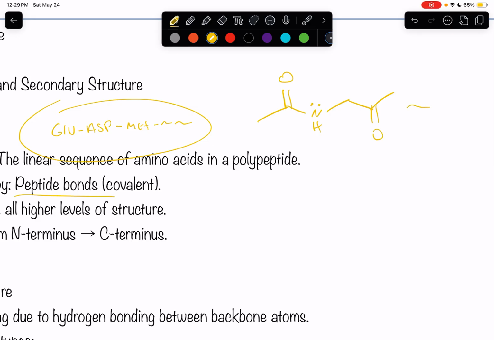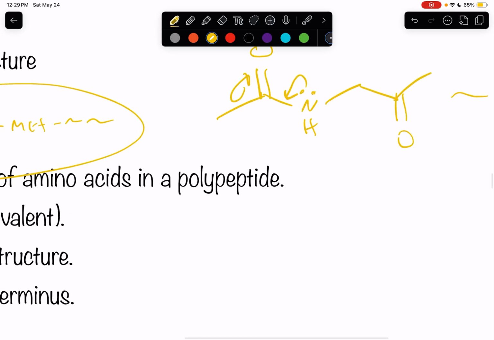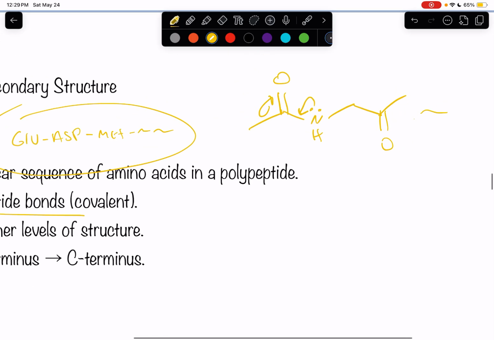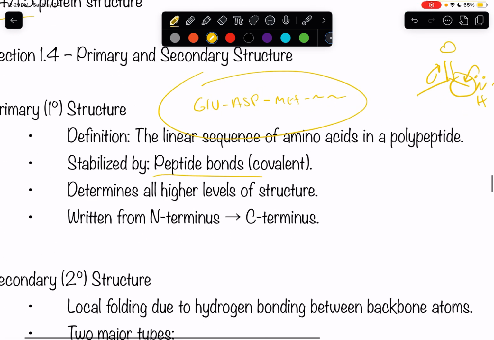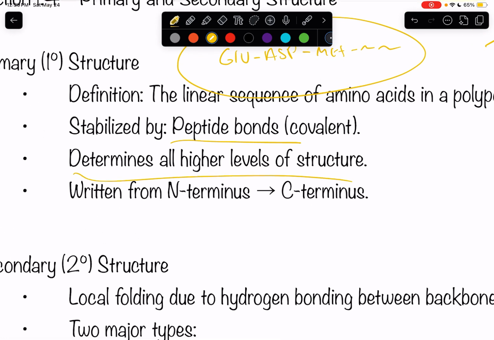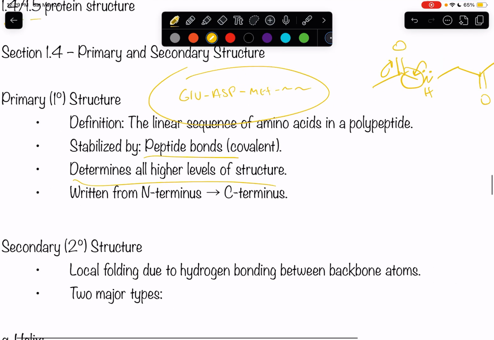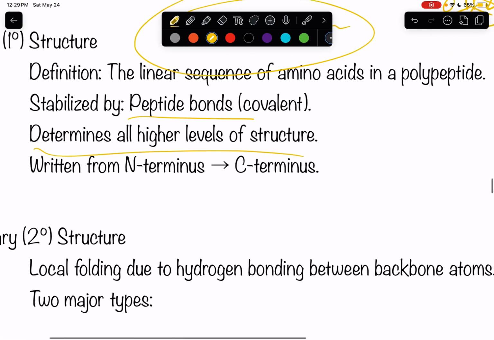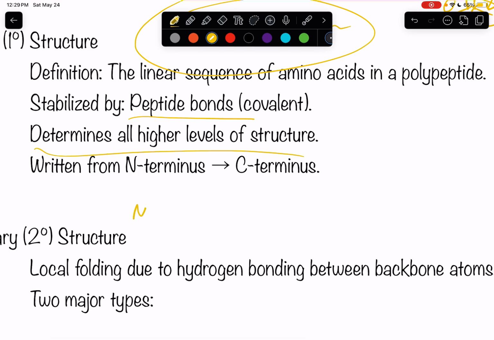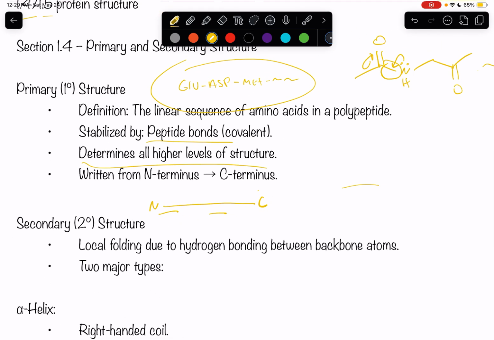The reason this stabilizes it is the freedom of rotation. The bond has sp2 character, so it can move around this, and that's what makes it stable. And yes, this determines all high level protein structures. We always read it N to C, meaning your N terminus should always be at the left side and your C terminus at the right side.